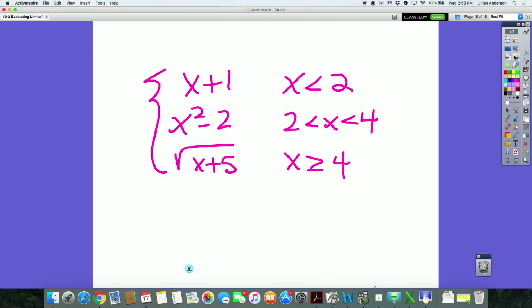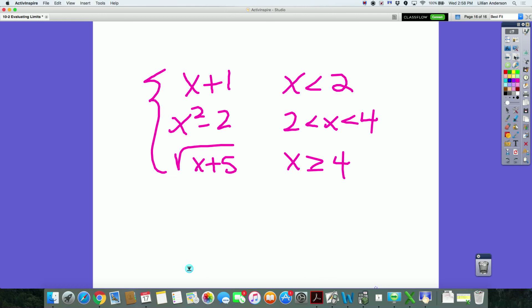You think back to unit 1 when you were evaluating piecewise functions at a specific number. Remember, you had to identify what piece it belonged to, like what part of the piecewise function it belonged to, and then you plugged it in. Okay? That's what we did. It's the same concept here when you're doing it algebraically.